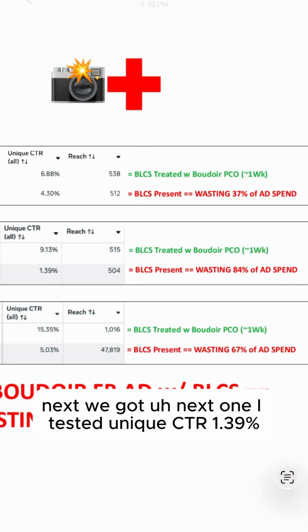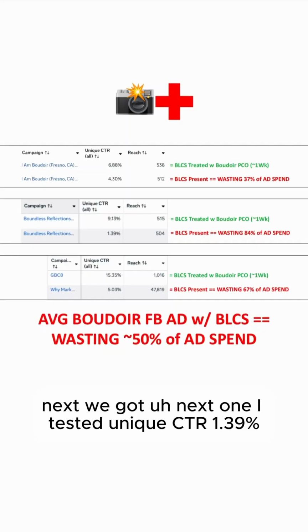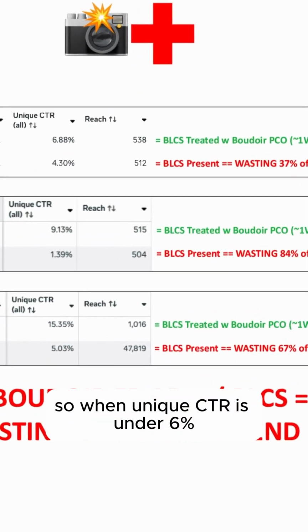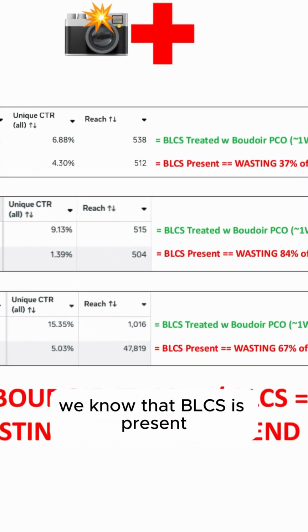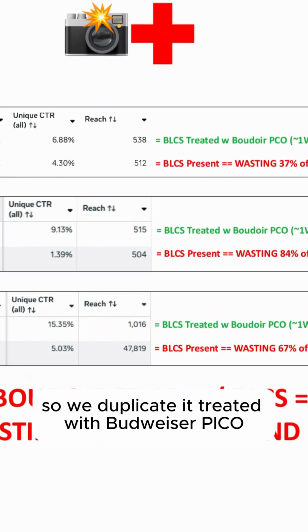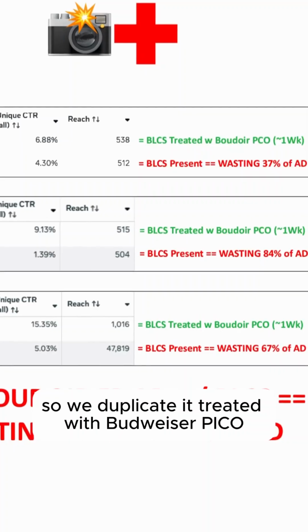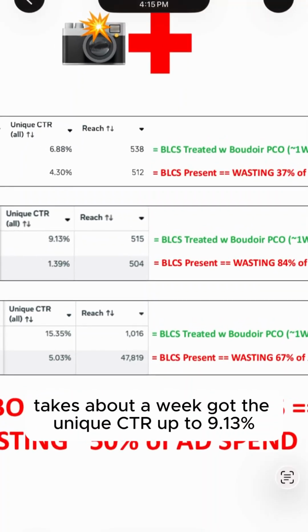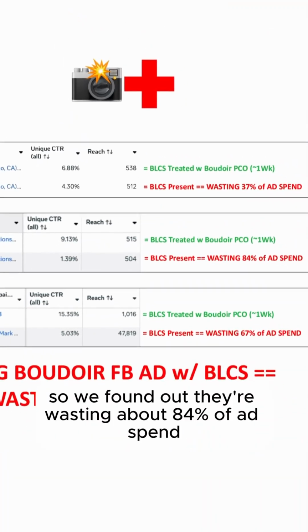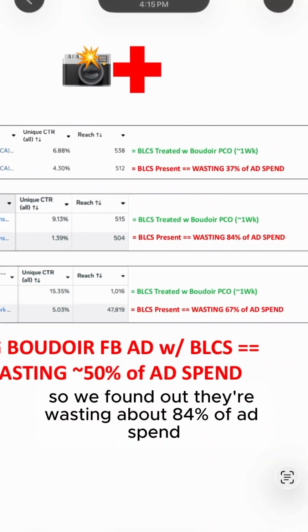Next, the next one I tested had a unique CTR of 1.39%. When unique CTR is under 6%, we know that BLCS is present. So we duplicated it, treated it with Boudoir Pico, takes about a week, and got the unique CTR up to 9.13%. So we found out they're wasting about 84% of ad spend.